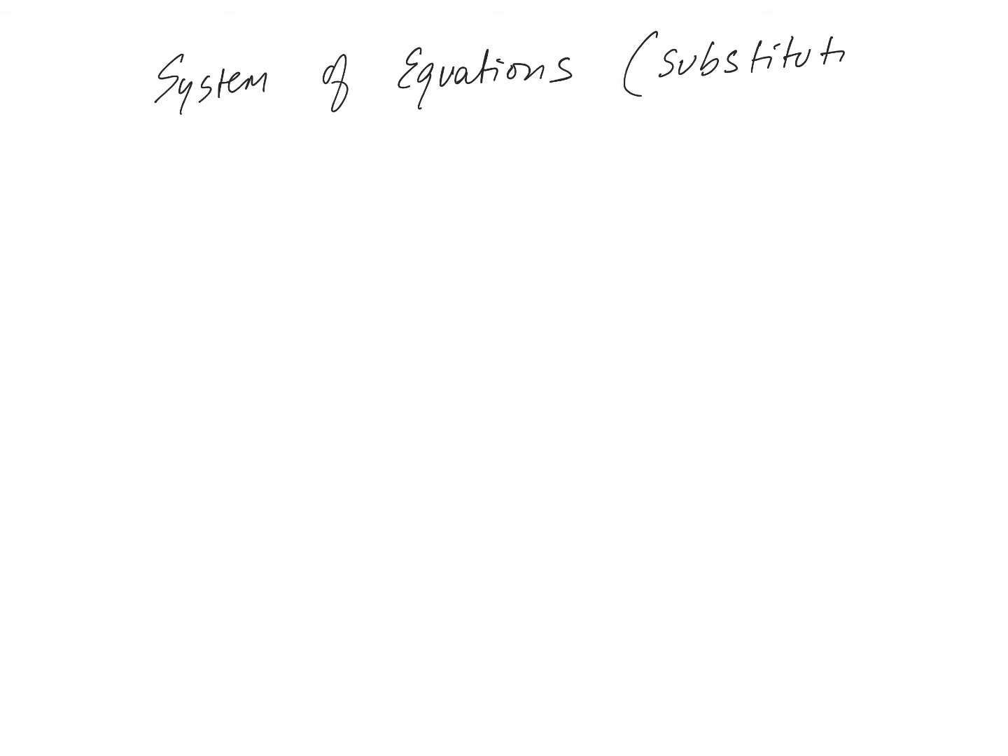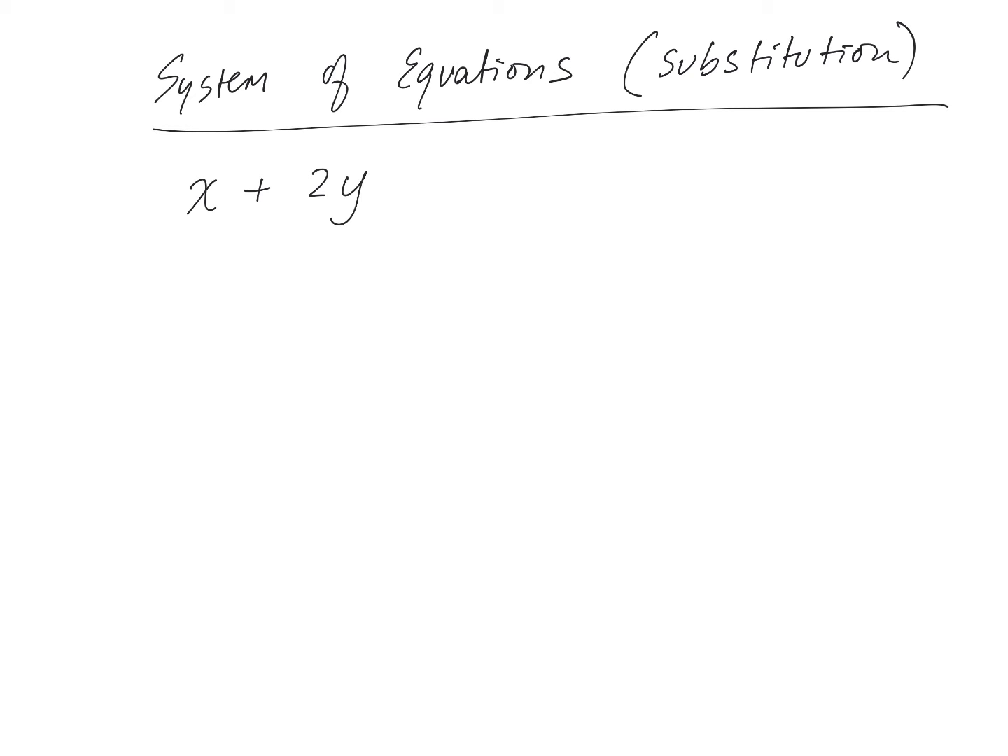So now we come to the second form of system of equations, using the substitution method. So let's take two equations and we'll try to express one of the variables in terms of the other variable and substitute it in the other equation.